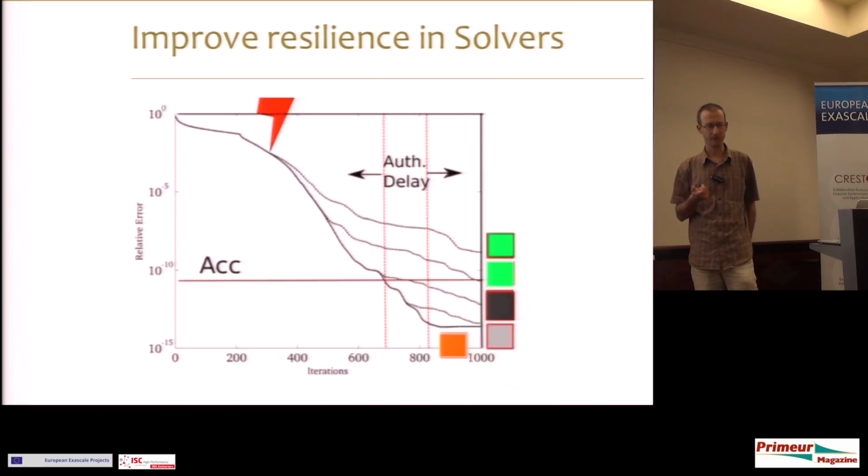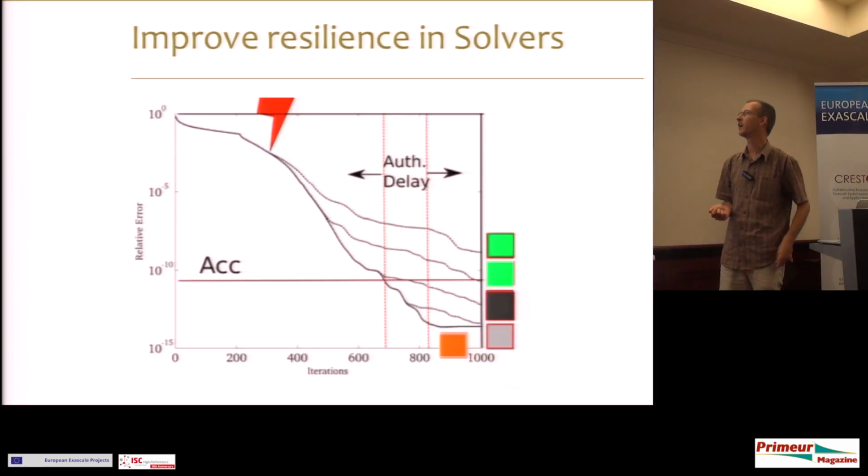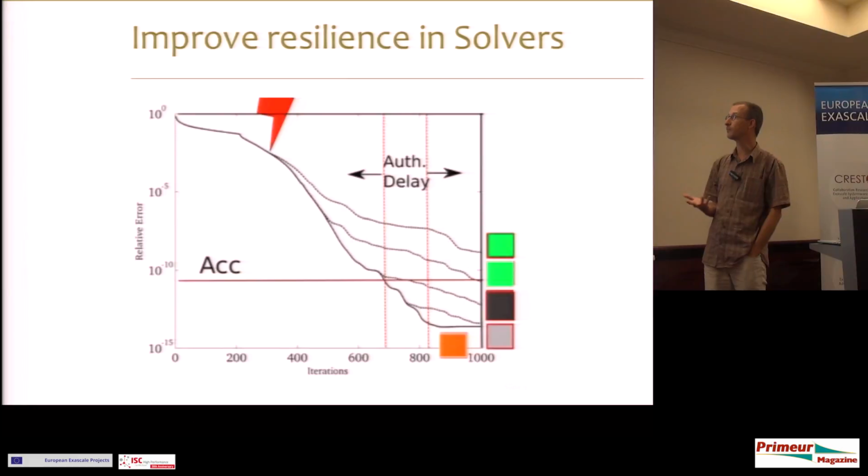And what we do is we have techniques. We don't lose the complete solution at that point. We only lose part of the solution, and we recover that part by solving a much smaller system of equations, by reusing what we still have at that point, but we make sure that it's adapted for the type of solver that we're using.